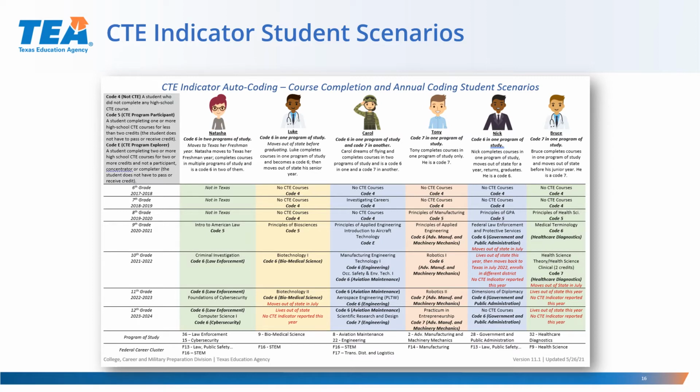This will help you understand how students are coded in different circumstances, including regional programs of study in unapproved regions, and when students move in or out of the state during middle and high school years. While not an exhaustive list of all possible student scenarios in Texas, the ones illustrated in this multi-page document help to answer coding questions for different student course completion scenarios.